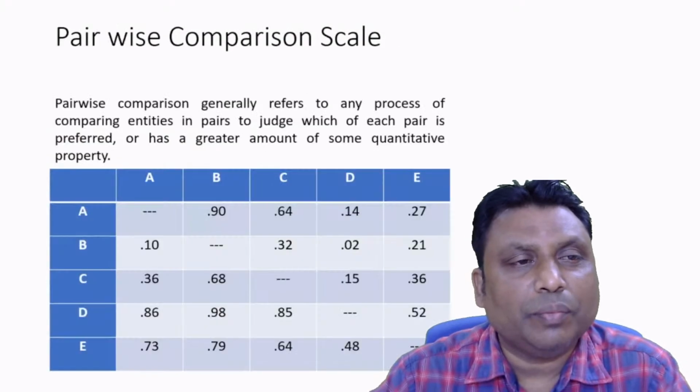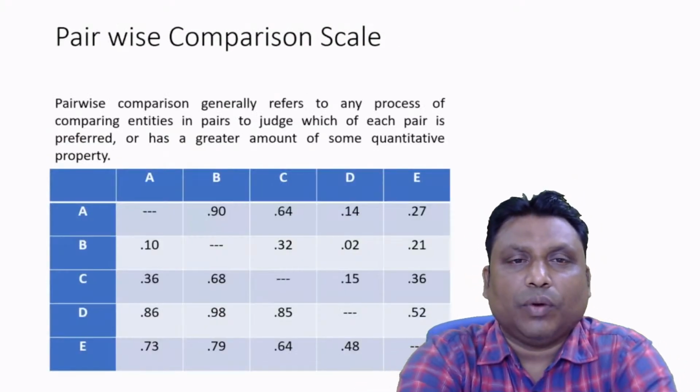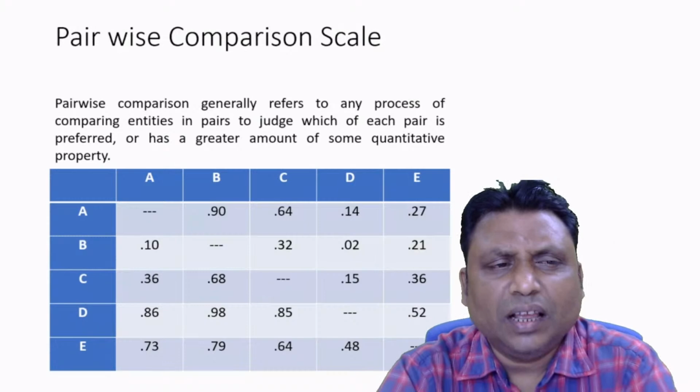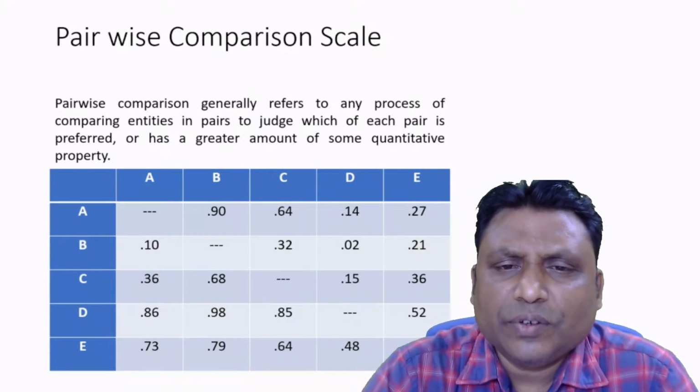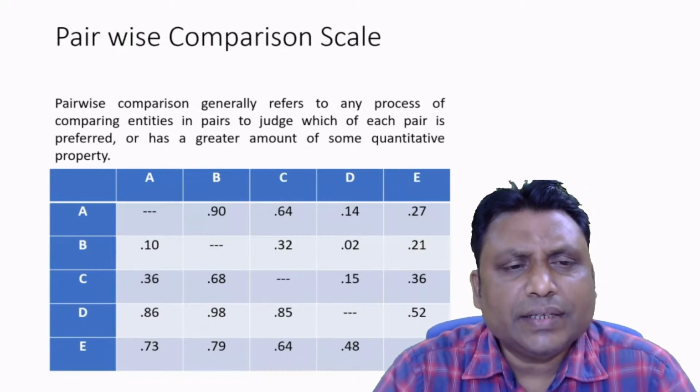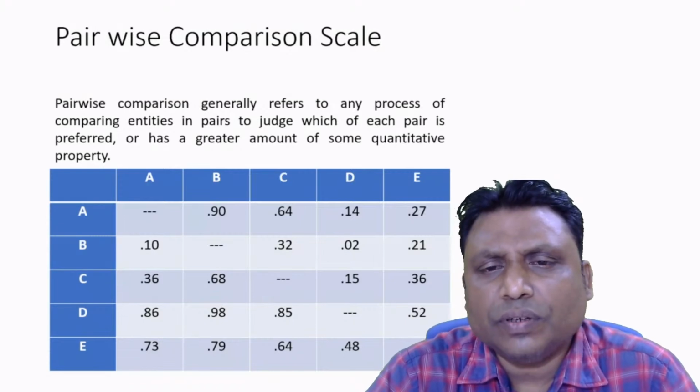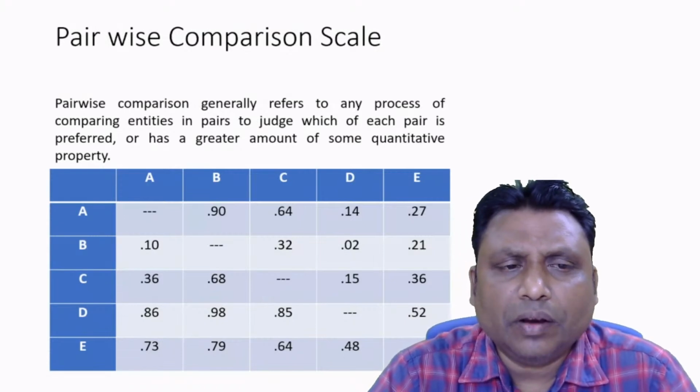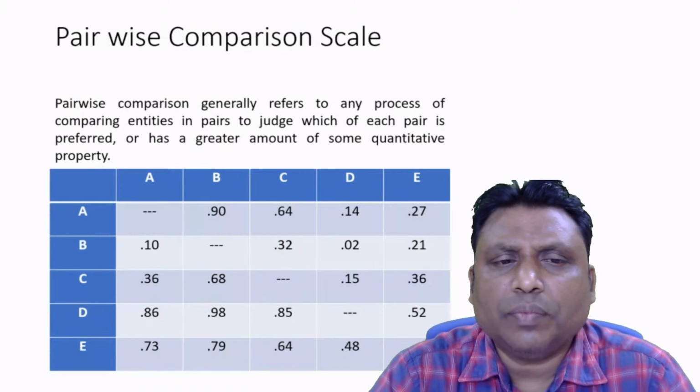So now let us discuss one by one. First one is the pairwise comparison scale. Pairwise comparison generally refers to any process of comparing entities in pairs to judge which of each pair is preferred or has a greater amount of some quantitative property.